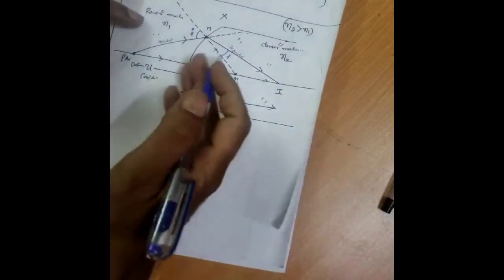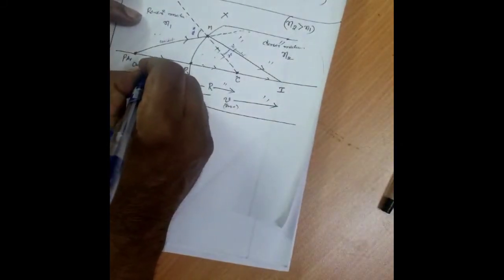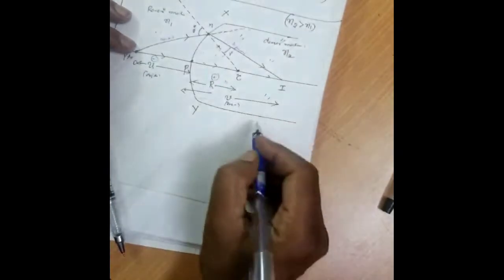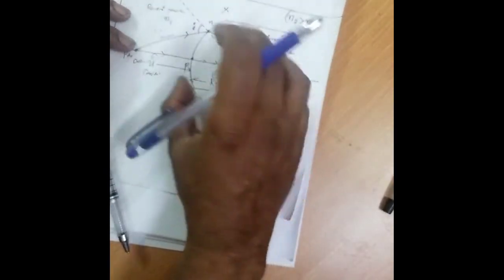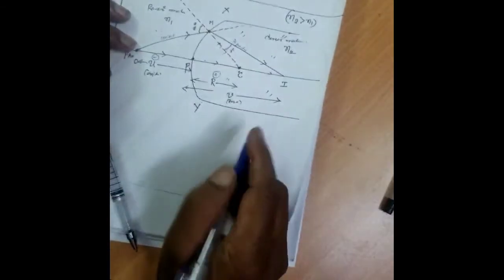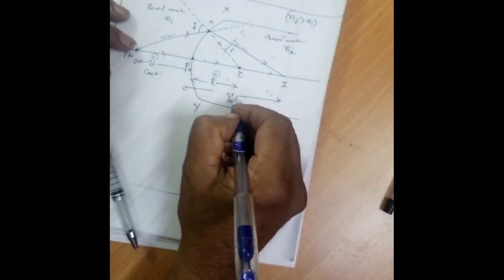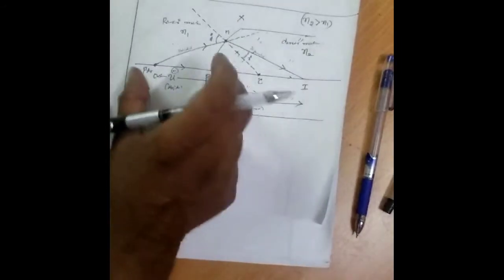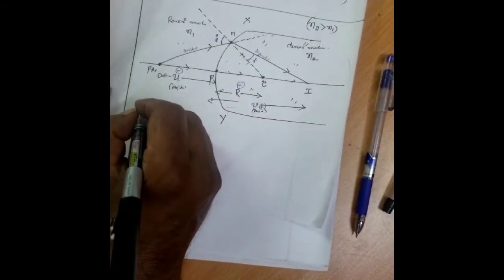Now the object distance is on the left side, therefore it is negative. The radius of curvature is positive, because it is convex towards the rarer medium, or concave towards the denser medium, you can write. V is also positive because it is on the other side. Now i is the angle of incidence. You got it, right?